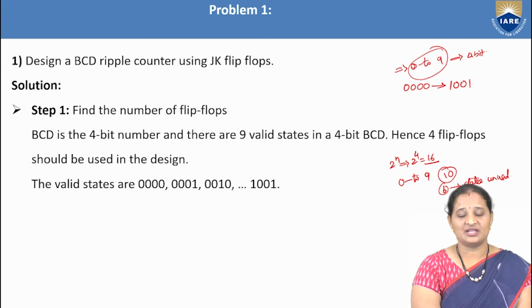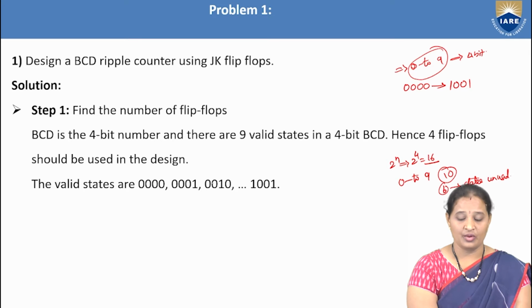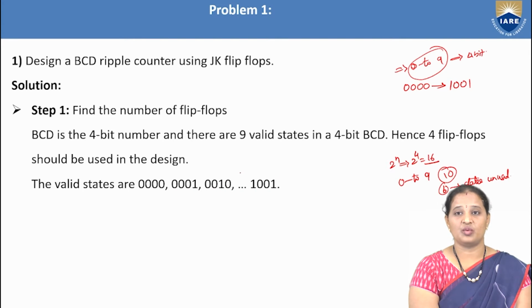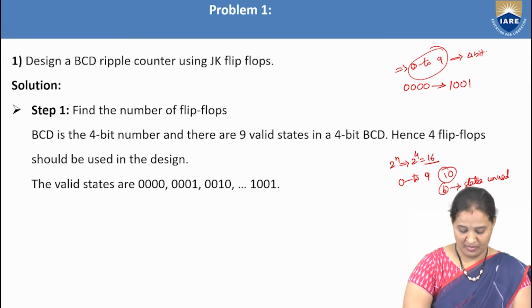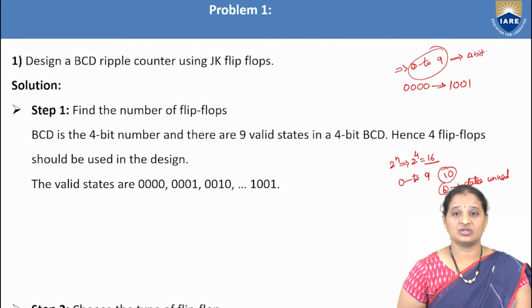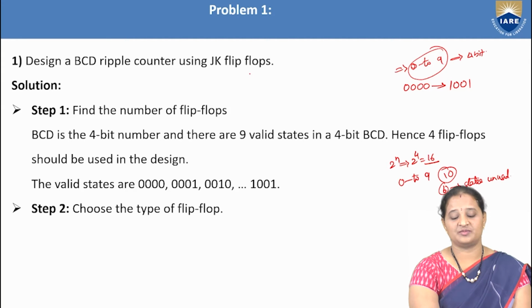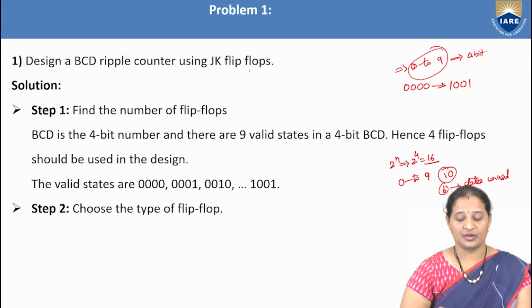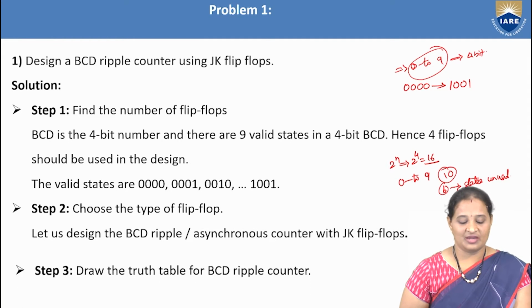So the valid states in a BCD counter are 0000, 0001, 0010, and so on up to 1001. These are the valid states, and the remaining 6 states are considered to be invalid states, and those are considered to be don't cares. And as the problem itself says, we want to design the BCD ripple counter using JK flip-flop. So the flip-flop chosen here is JK flip-flop.